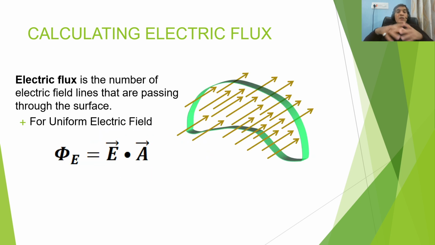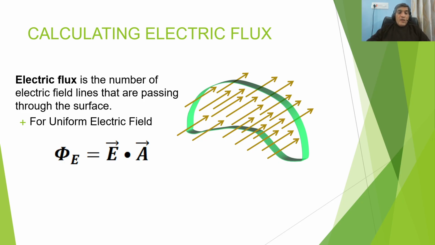So this is another PPT regarding calculating the electric flux. Here we have one new word, electric flux. Before we start with the basic physics of the Gauss law, first of all we have to discuss the electric flux. What is the electric flux? The definition is very simple. Electric flux is the number of electric field lines that are passing through the surface.